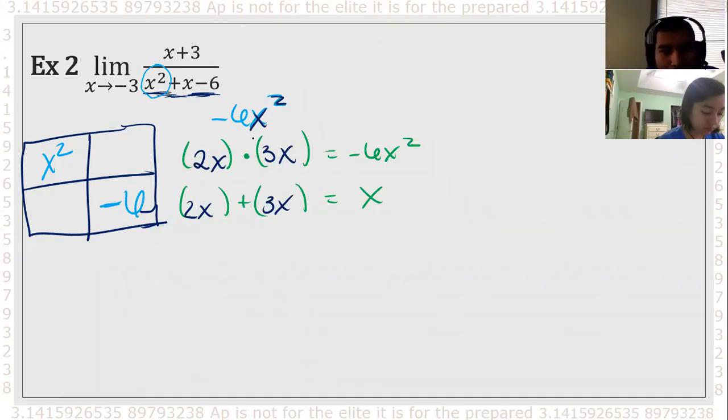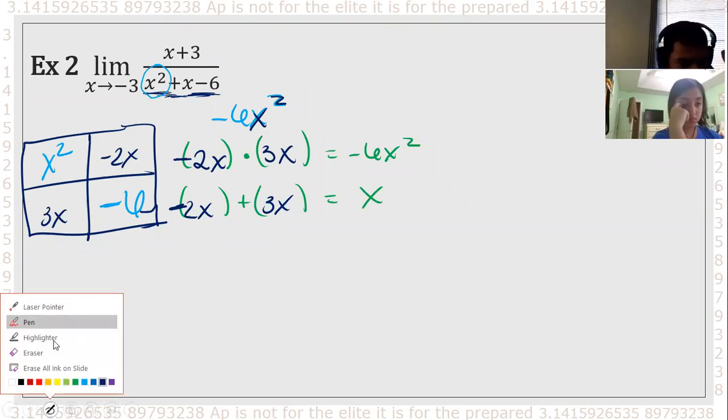The bigger number always keeps the sign, so this x is positive, so the bigger number will keep the positive sign, which means that 2 will be negative. If I multiply -2 times 3, that's -6, and if I add them together, that is positive x, because I have 3 apples and I take away 2. That is a positive apple, a positive x. So I'm going to fill that in. This is 2x and this is 3x.